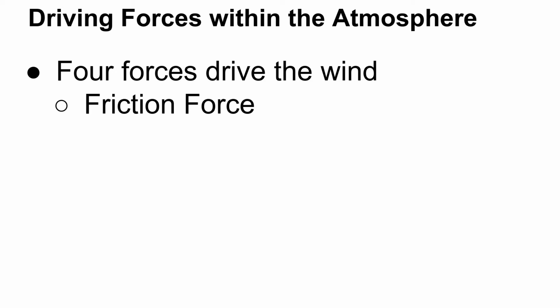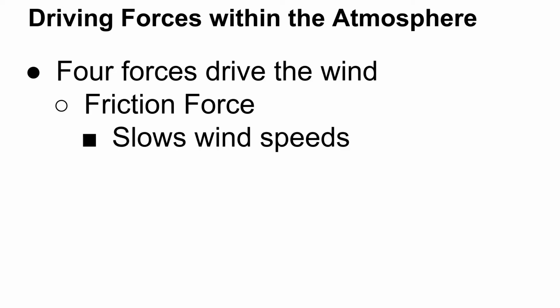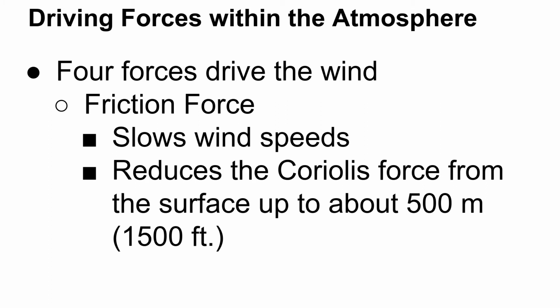So friction, the last force, only acts on moving air. Friction slows down wind speed, and it reduces the Coriolis force from the surface up to about 500 meters, which is about 1,500 feet. So once you're above 1,500 feet off the ground, there isn't the friction effect of wind against the ground. So the wind speeds are higher.